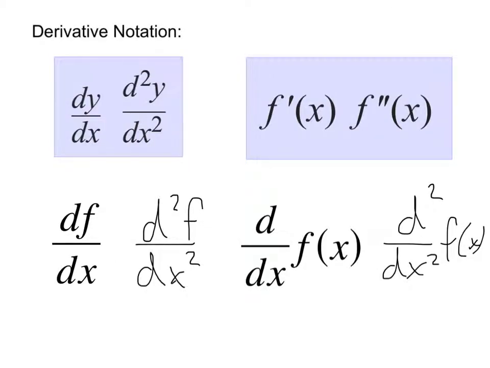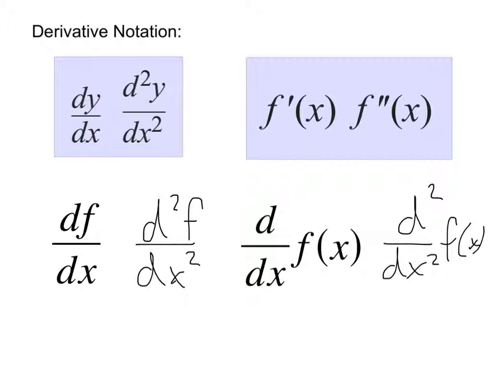Okay, derivative notation. There are different ways you can write derivatives in shorthand. Instead of writing derivative, you can write dy over dx, and you can say the second derivative is d squared y over dx squared. So that's the first derivative and the second derivative in the first notation. Another notation that's very frequently used is f prime of x, the first derivative, and f double prime of x is the second derivative. You can go to third derivatives, fourth derivatives.